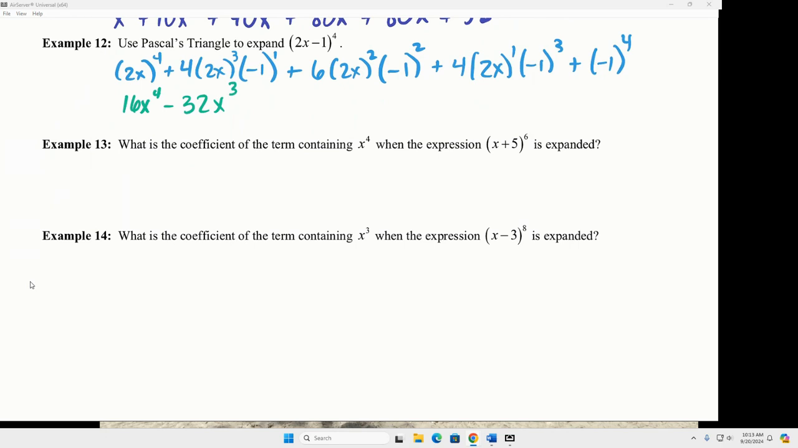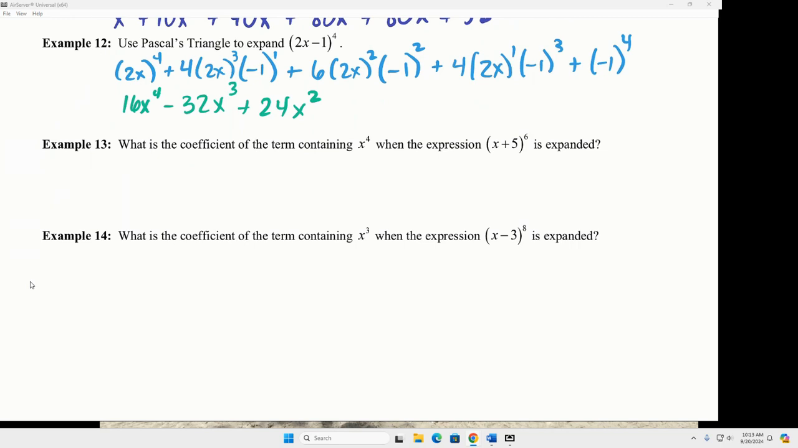All right, and then 6 times 4. What about negative 1 squared? What is that? Positive 1, good. So it's basically just 6 times 4. What about negative 1 cubed?